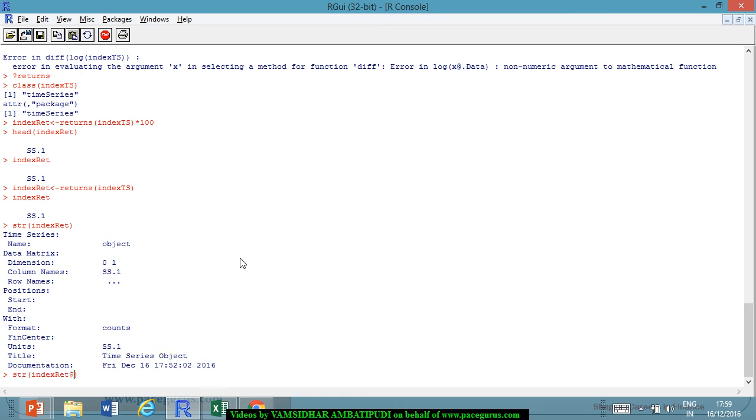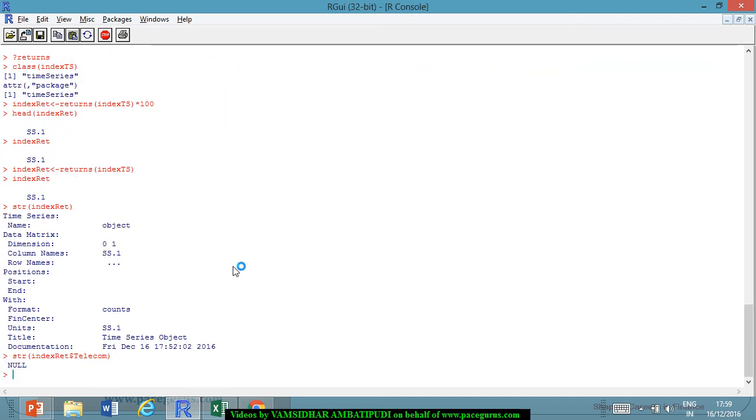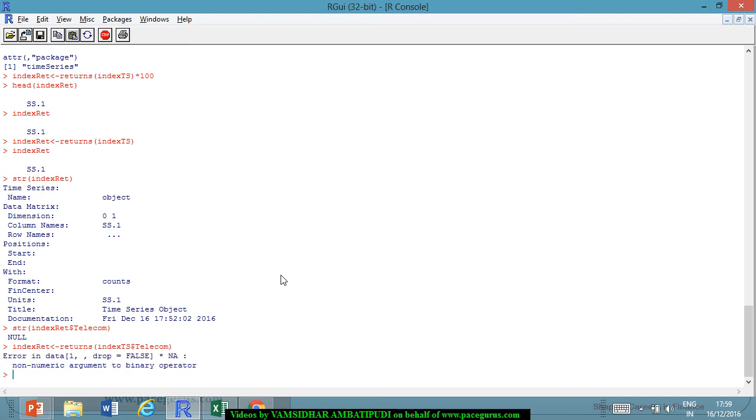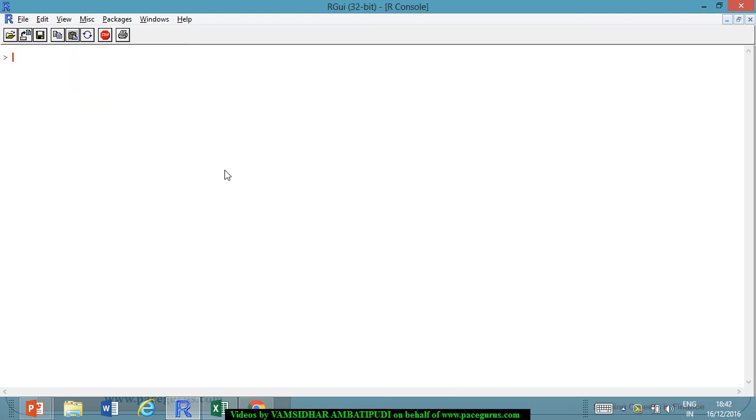Index ret dollar telecom. Let me just see that. Or index ret, index ts, dollar telecom. No, this does not come into picture. So let me reinitiate the process.